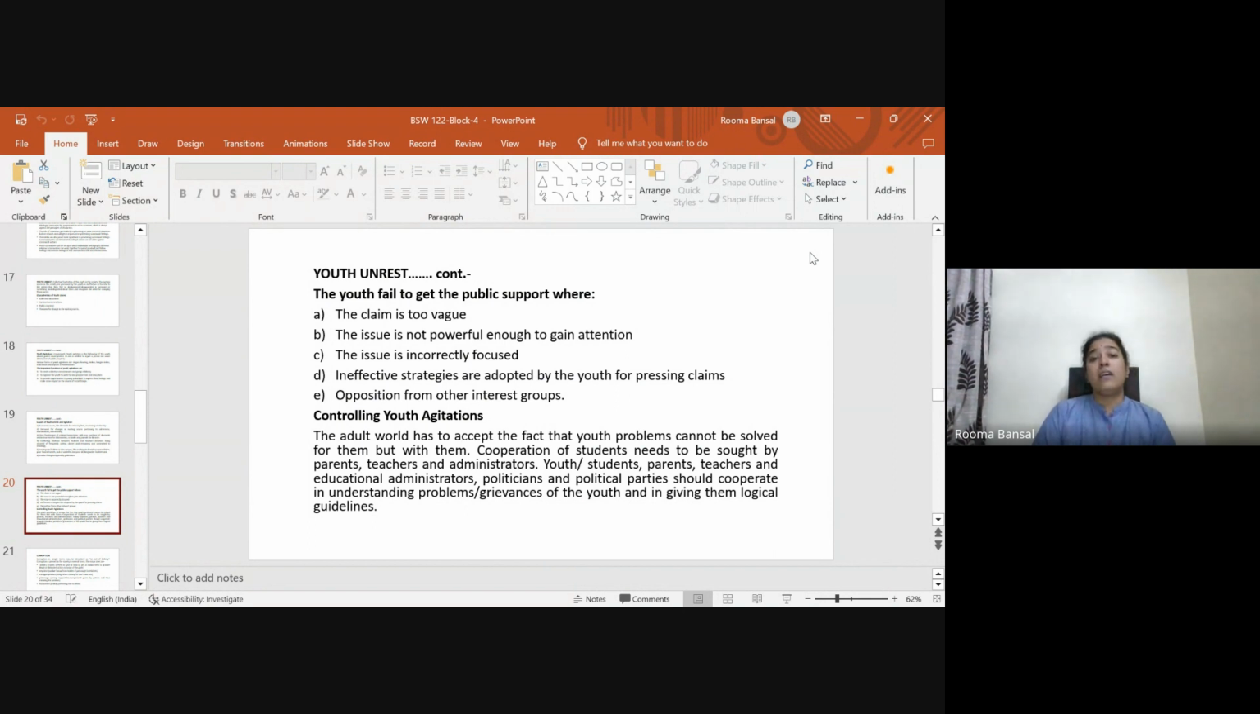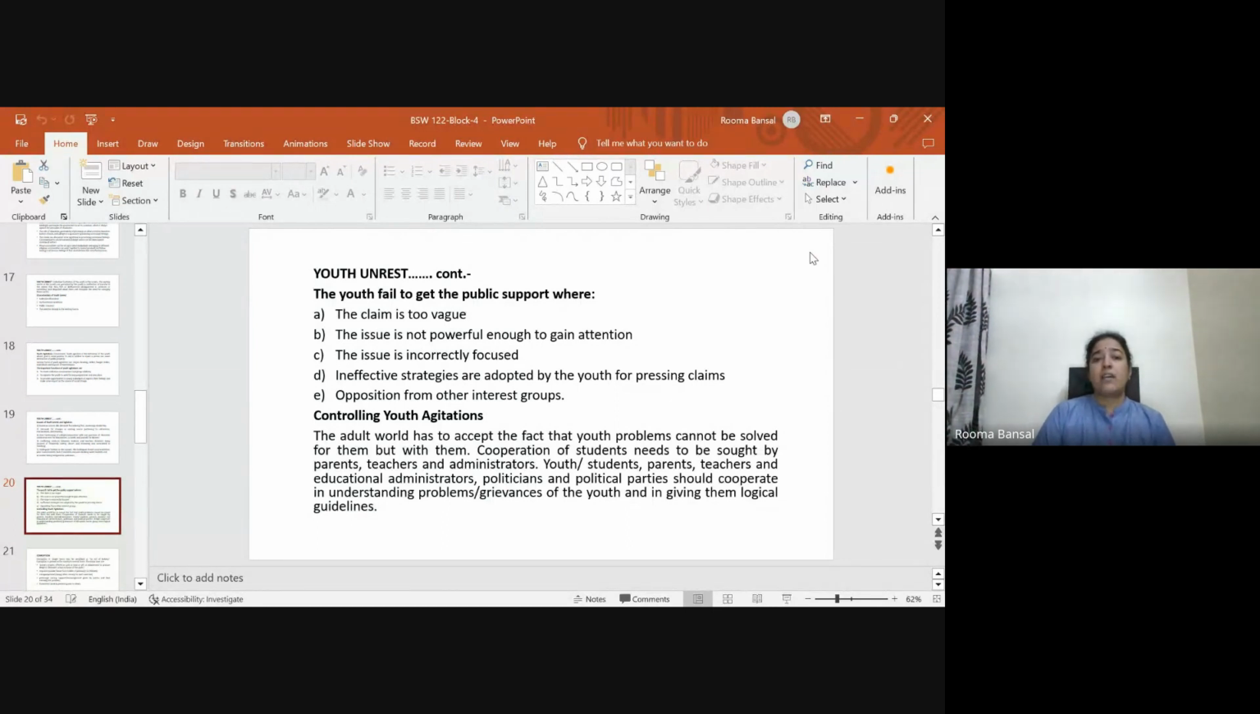Sometimes youth lose control, and they start damaging public property, like burning the transportation system, burning buses, dismantling the railway tracks. So these are not good strategies. Next point is opposition from other interest groups.